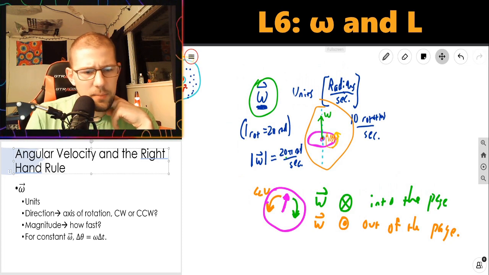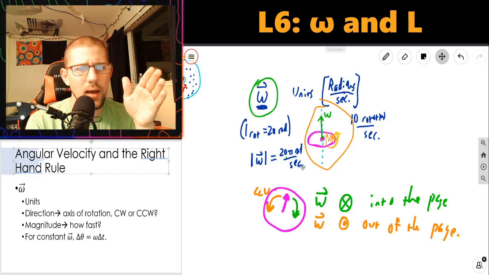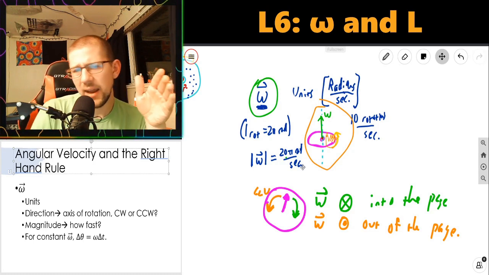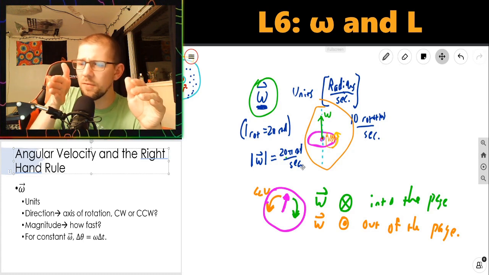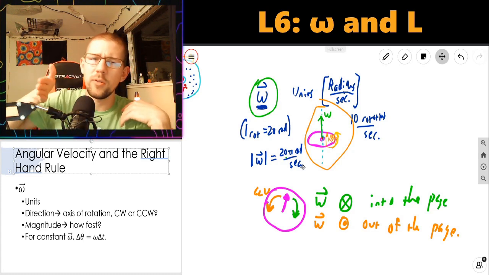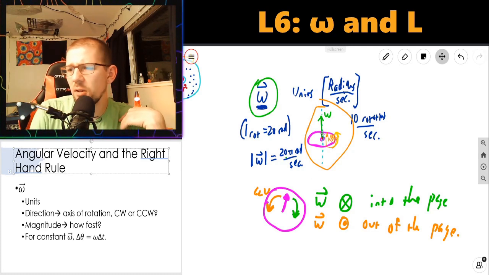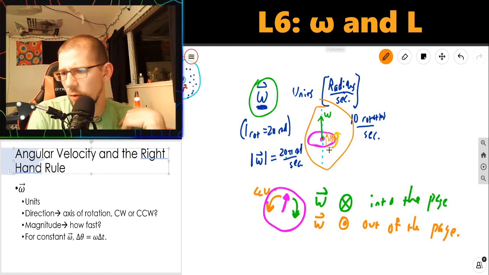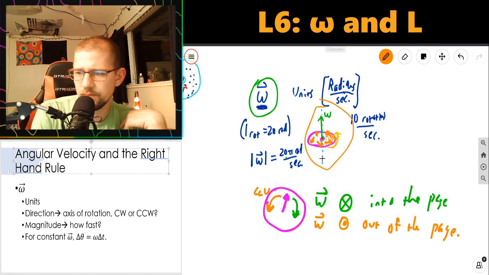Okay, so again, right-hand rule. What does the right-hand rule say? The right-hand rule for angular velocity says that the angular velocity points in the direction of my thumb when I take the fingers of my right hand and curl them in the direction of rotation. So notice that angular velocity points perpendicular to the actual individual velocities of any point on the surface. It makes an angle of 90 degrees with any of these individual velocity vectors on the surface.